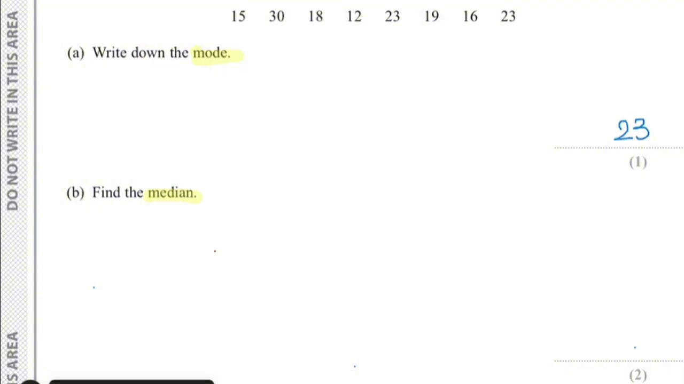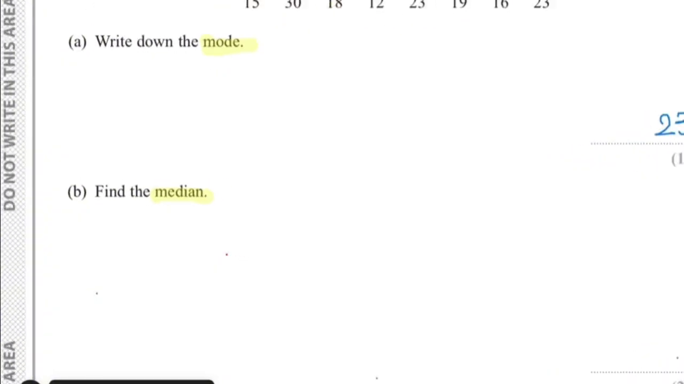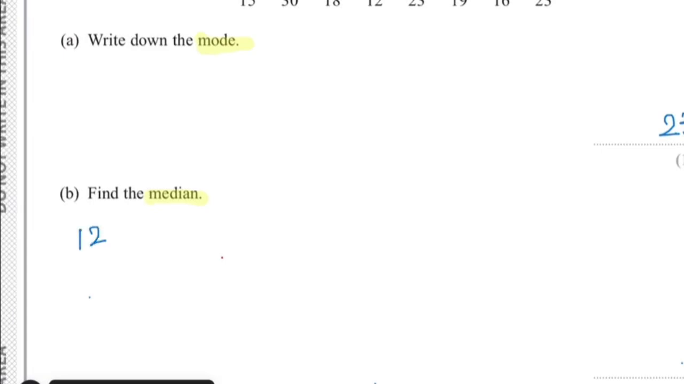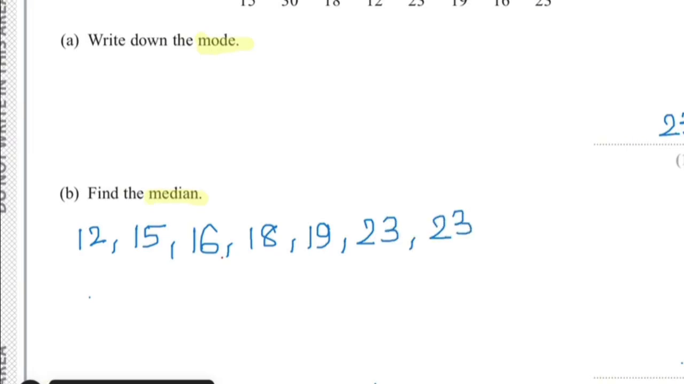Median is the middle value when the data is arranged in an order. So we have to write this given value in an ascending order, which means lowest to the highest. So we have to start with 12, that's the lowest value. So 12, we go 15, 16, 18, 19, 23, and 23 again. We're going to write both the values. We're not going to take it as one value. Then 30.